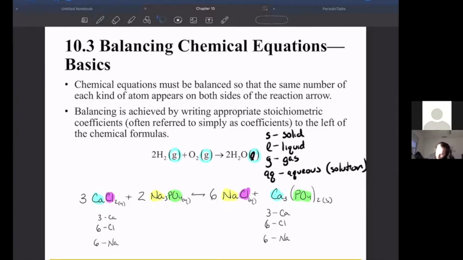And again, I'm going to treat that phosphate all together. I'm not going to break it up into phosphorus and oxygen. Over here, I have 2 phosphates. And over here, I have 2 phosphates. So I have 3 calciums on both sides, 6 chlorines on both sides, 6 sodiums on both sides, and 2 phosphates on both sides. So this is a balanced chemical equation.